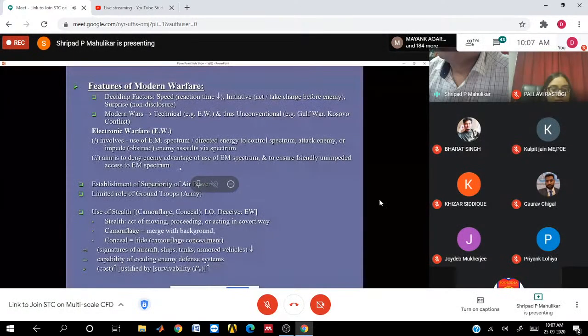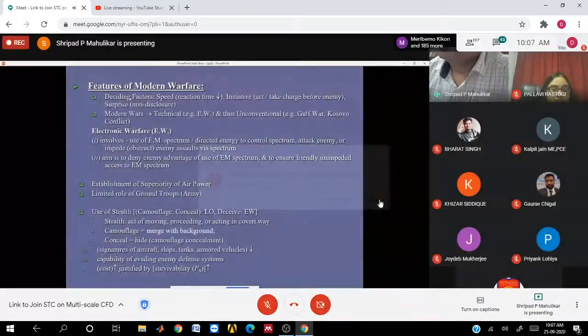Now I will slowly come into the technical part of stealth. But before that, what are the features of modern warfare? Let us try to arrive at the features of modern warfare. It is well known by now that three, four centuries back, things were different. Nowadays, no war is fought using muscle power at all. So there are other features which now determine success in modern warfare.